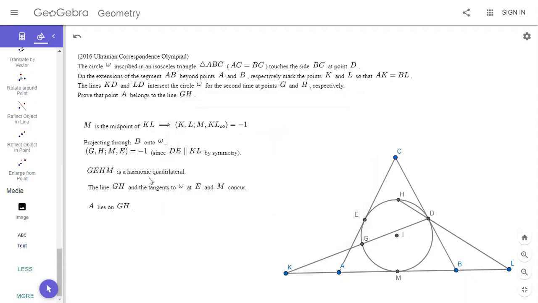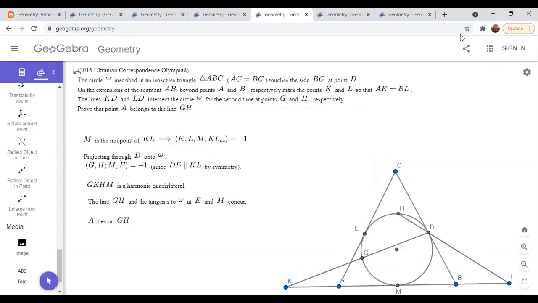All right, so we use stuff about harmonic quadrilaterals, and that solves it super fast. So yeah, 2 minutes after drawn. All right.